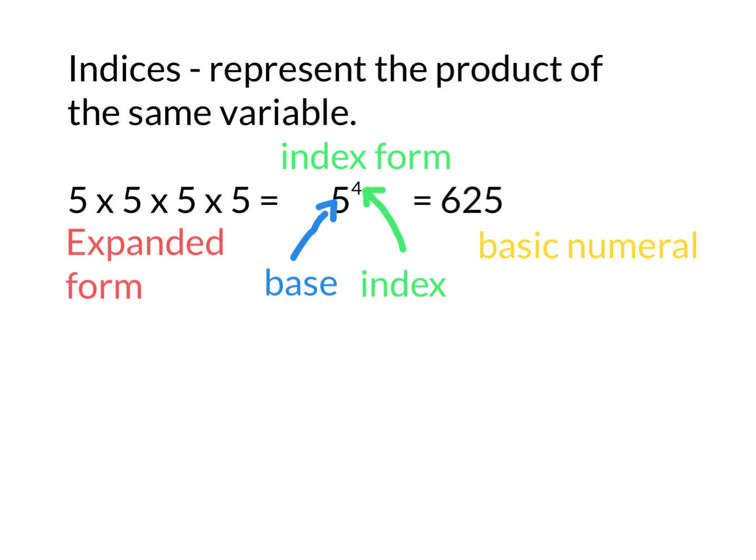So for the first example we're going to look at, we're going to do the multiple of 5. So in expanded form, 5 times 5 times 5 times 5. So that's 5 being multiplied by itself 4 times. When we write that in index form, the base is what we were multiplying by, so that was the 5, and the index is how many times it occurred, so that was 4. And as a basic numeral, if we used our calculator, you would get 625.